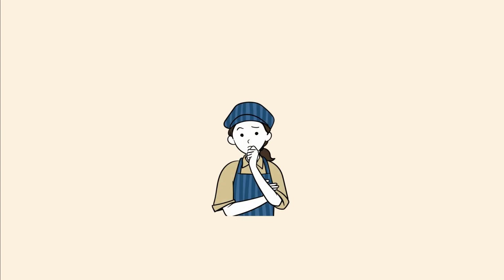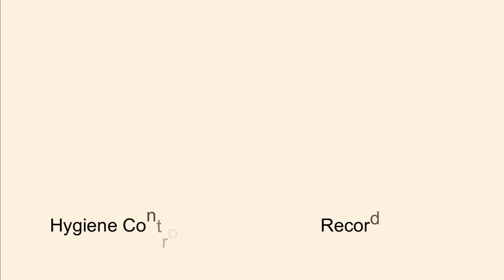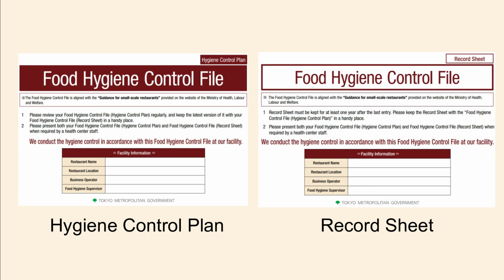Some people may not know what to do to implement the HACCP-based food hygiene system. So, the Tokyo Metropolitan Government has created the Food Hygiene Control File to assist small-scale restaurants. From here, I will explain about using the Food Hygiene Control File.